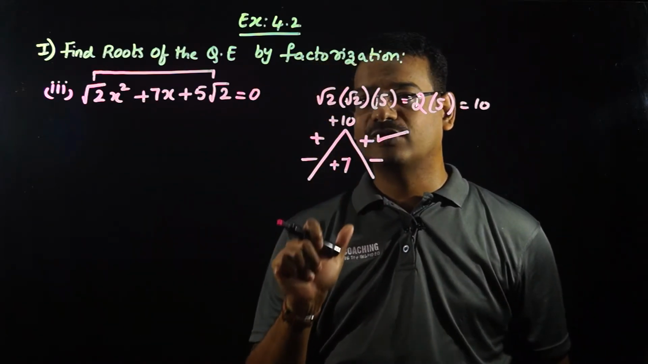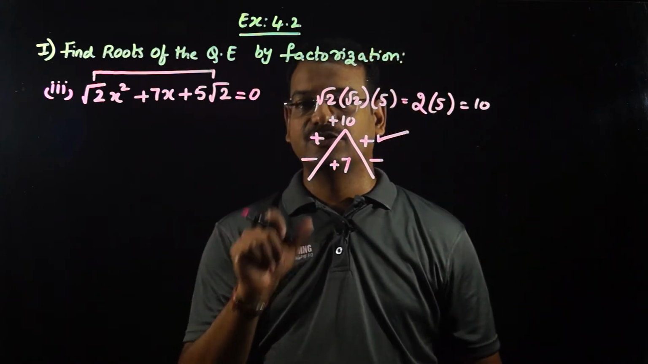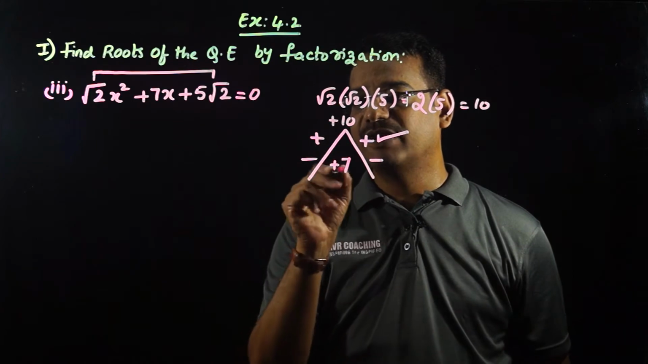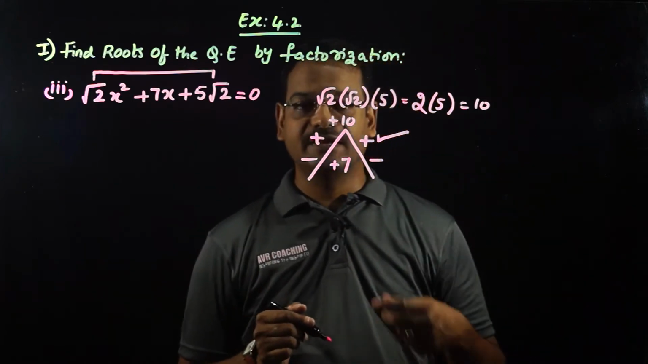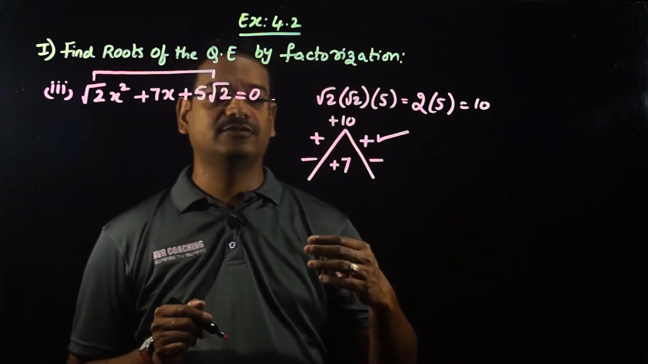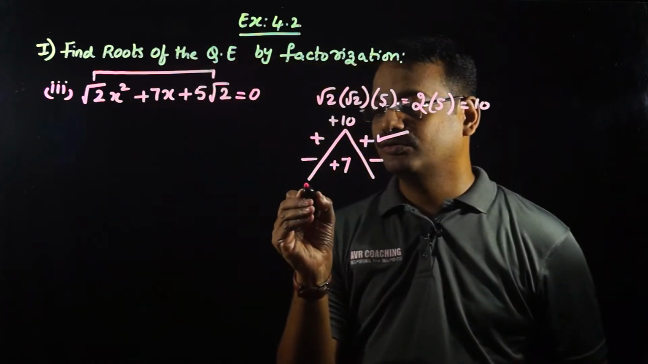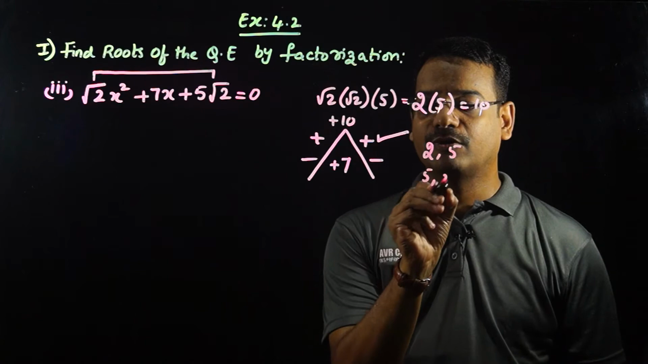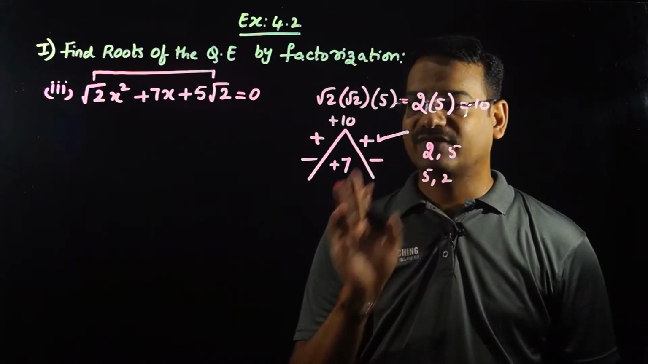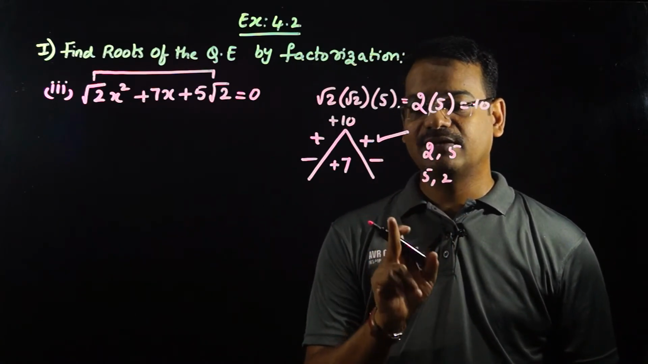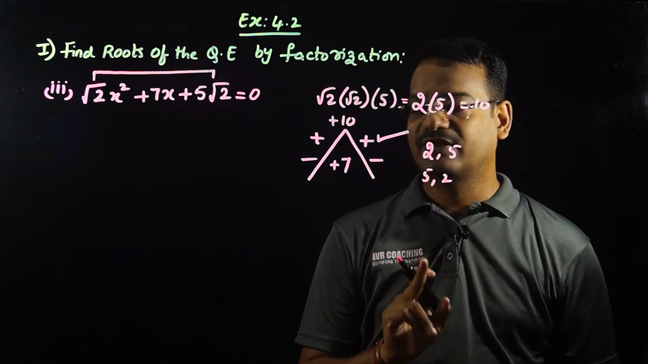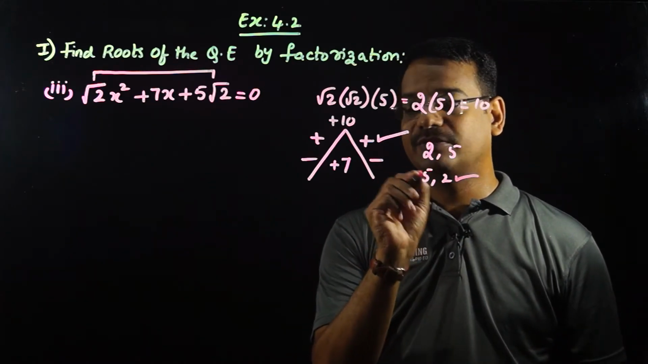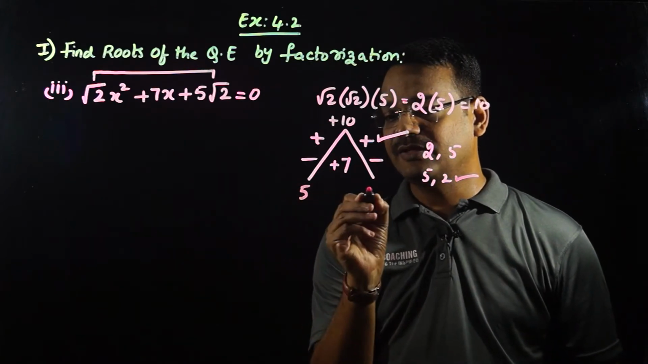Here also we are going to write the biggest number first. So we are going to split 10 in such a way that when we multiply the two terms we will get 10, and when we add the two terms we get 7. So options are 2 comma 5 or 5 comma 2, that is 2 into 5 is 10, 2 plus 5 is 7, 5 into 2 is 10 and 5 plus 2 is 7. So going by the rule, we will write the term with the biggest number first, that is 5 and 2.